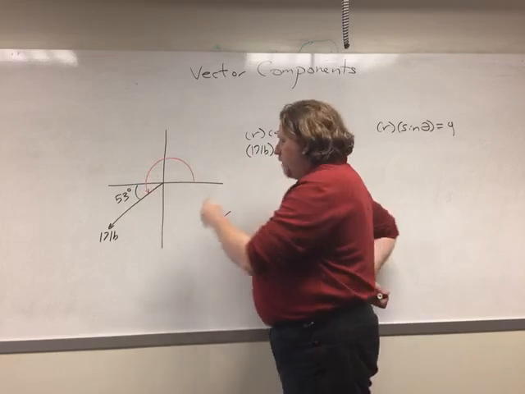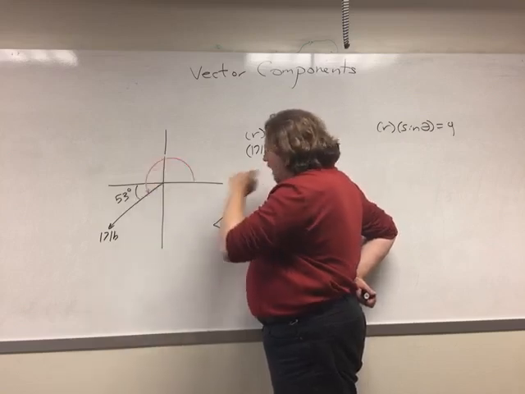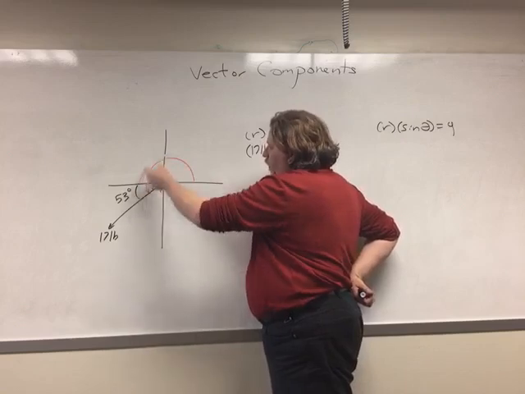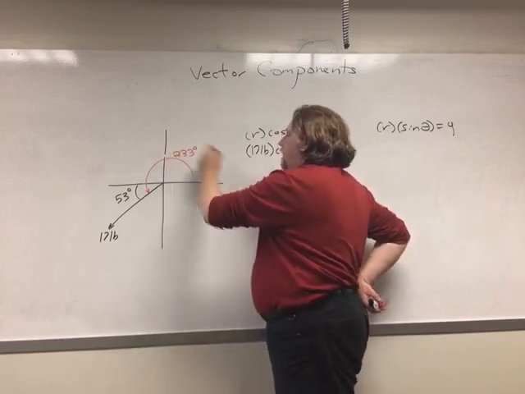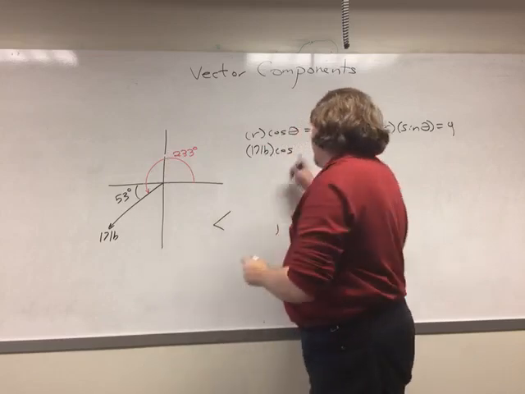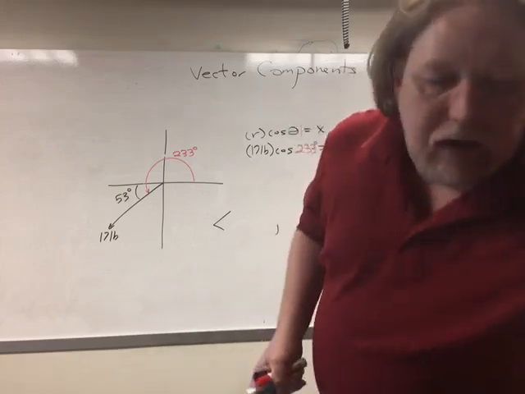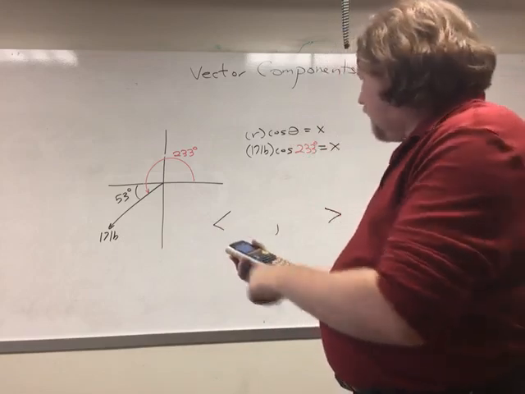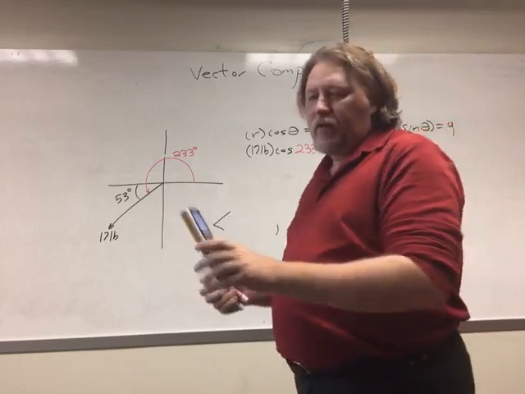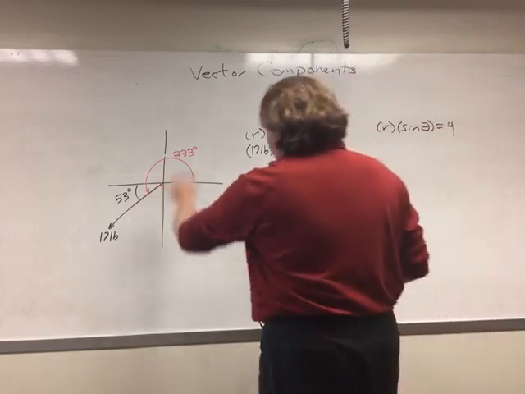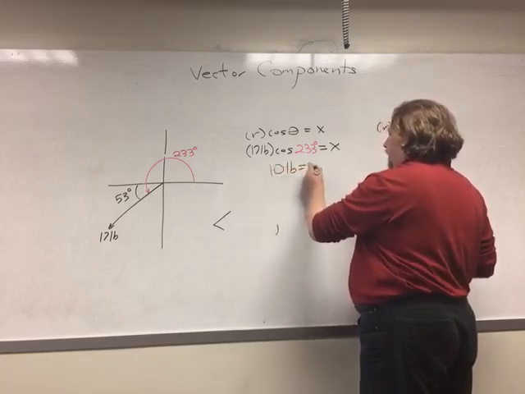So let's think about that. From here to here is 90. From here to here is 90. That's a total of 180. From here to here is 53. So I got 180 plus another 53 gives me 233 degrees. And that's the angle I need to put right here. 233 degrees. And then I go to my calculator. I have 17 cosine 233 gives me 10.23. And this problem only has two significant figures, so I'm going to round that to 10. 10 pounds for the x component.